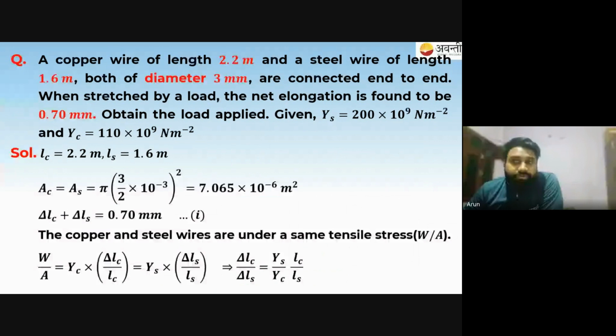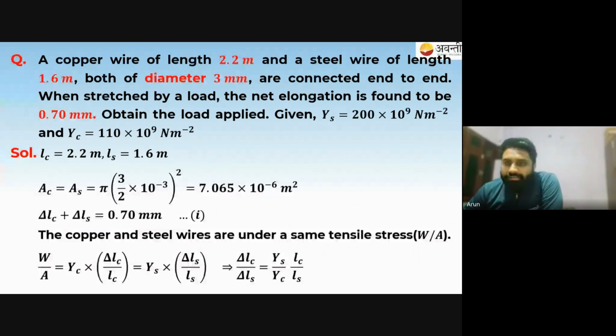Now you will see the lengths are given to you. Length of copper is 2.2 meter. Length of steel is 1.6 meter. Area is the same, we have calculated this. Now, if you talk about the deformation, delta L of copper plus delta L of steel, the total is given to you as 0.70 mm. So the copper and steel wires are under the same tensile stress.